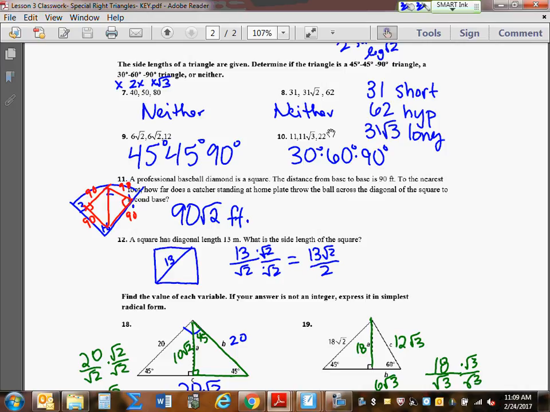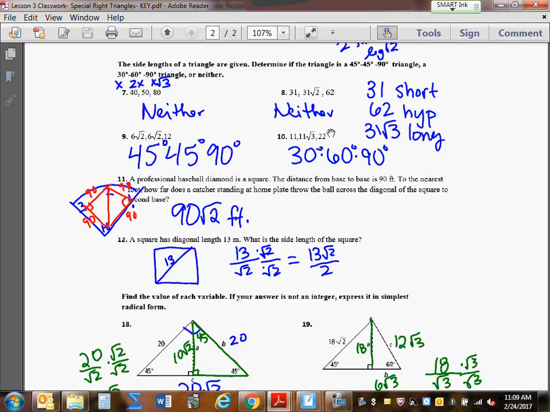Yes, sir. Yeah. So 11, it says a professional baseball diamond is a square. The distance from base to base is 90 feet. So base 1, first base, second base, third base, home plate. So it's a square with 90 feet on either one. To the nearest foot, how far does the catcher standing at home plate throw the ball across the diagonal to second base? So home plate to second base is what you're trying to find.